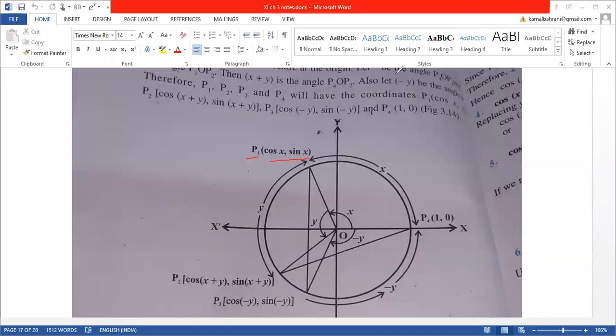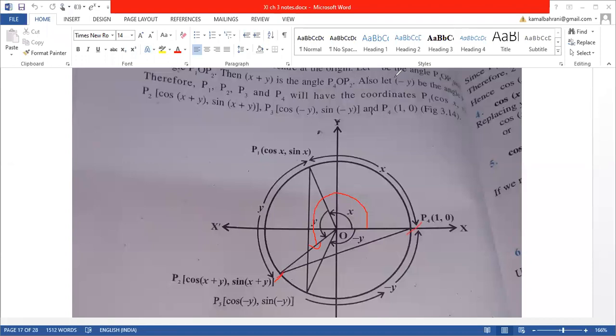Just see, the next point is P2. Now, if this angle is x, and this much is y, then the total angle from here till here will be x plus y. So the arc length from here till here will be x plus y.